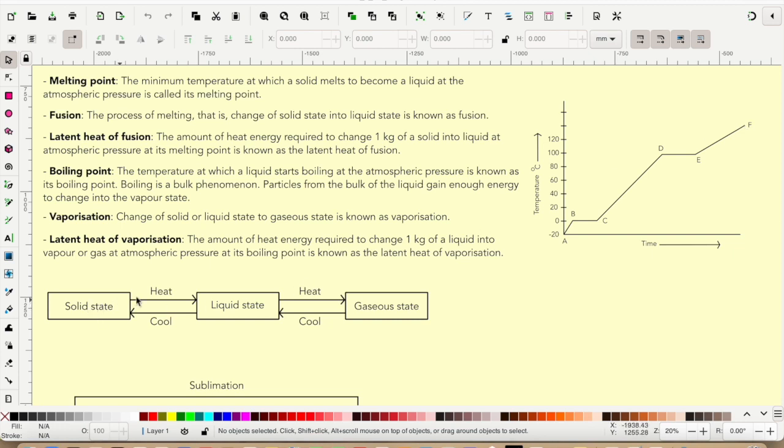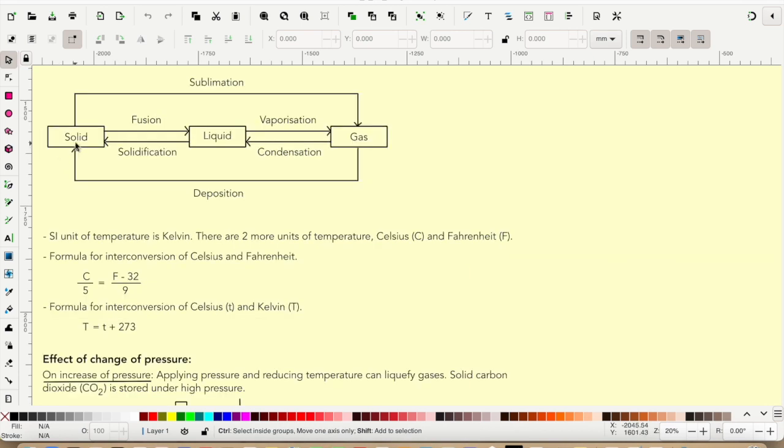By heating, solid changes to liquid and liquid changes to gas. By cooling, gas changes to liquid and liquid changes to solid. The process of solid changing to liquid is called fusion. Liquid changing to gas is called vaporization. Gas changing to liquid is called condensation. Liquid changing to solid is called solidification.